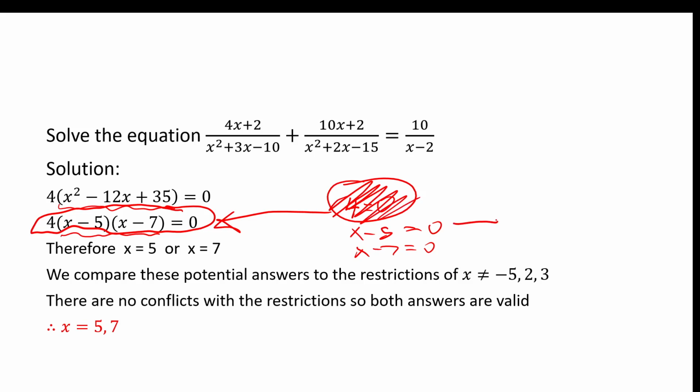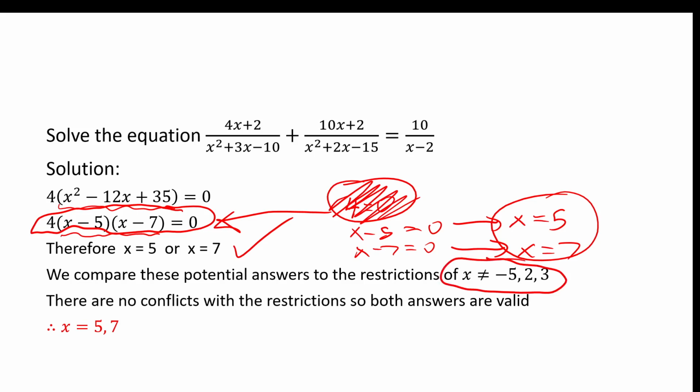x minus 5 equals 0. Well, if x minus 5 equals 0, adding 5 to both sides means x equals 5. And if x minus 7 equals 0, adding 7 to both sides means x equals 7. And so we can say x equals 5 or x equals 7. But we still have to remember, always compare to the restrictions. Early in the question, we said the restrictions were that x cannot be negative 5 or 2 or 3. Well, the answers are 5 and 7, so there's no conflict with the restrictions. So the valid answer is x does equal 5 or 7.